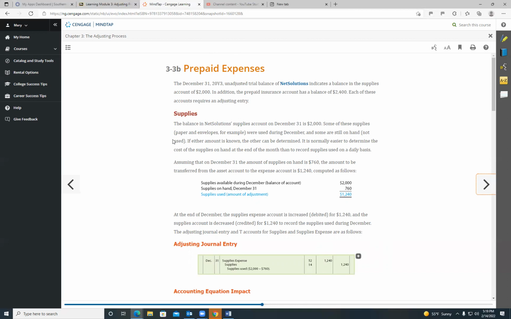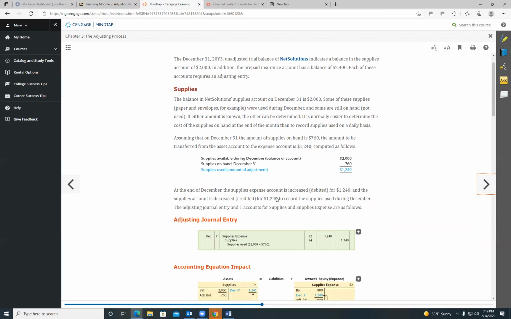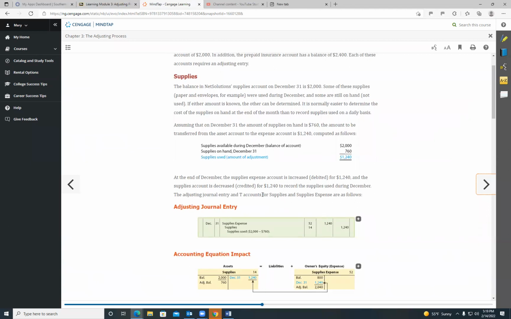On December 31st, the amount of supplies they had on hand was only $760. So the amount to be transferred from the asset account to the expense account is going to be $1,240, which is the difference between their beginning balance and their ending balance. Again, when we buy supplies, we record the supplies as an asset. As we use the supplies, we then expense them out. That's what this adjusting entry is doing. So we would reduce our supply asset account by $1,240 and expense it to our supply expense account.